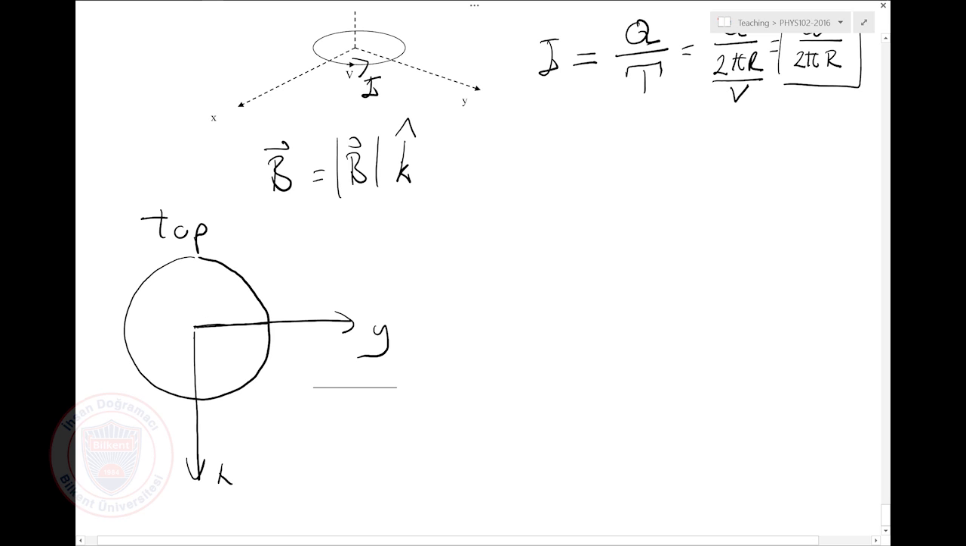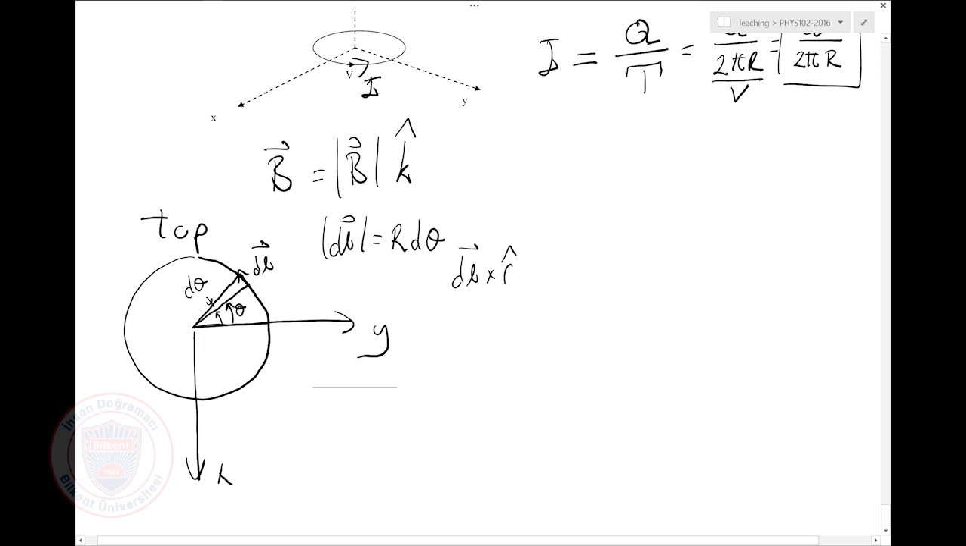Now, I'll do the following. I'll say this angle is theta, and I'll take a small section with dl this way. The small section is seen by angle d theta. So dl magnitude will be just r times d theta. How about the direction of dl cross r hat? Well, we've already said it will be in the z direction, but that's true not only for the full ring, but also for each small section.